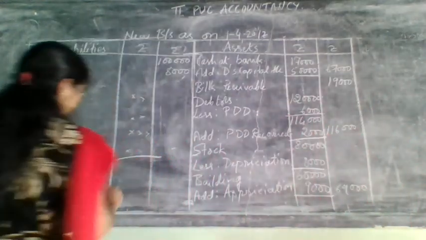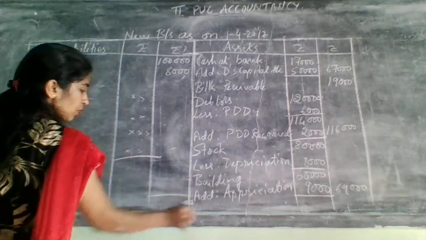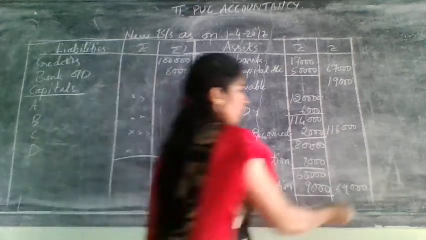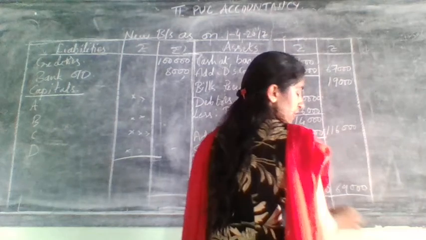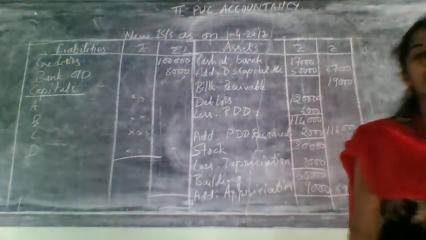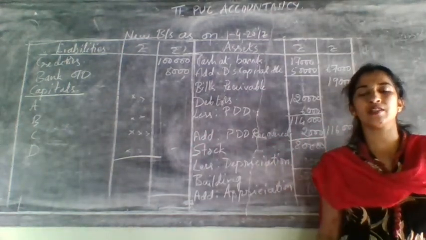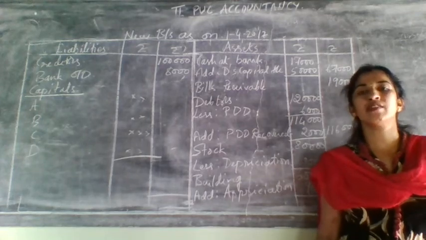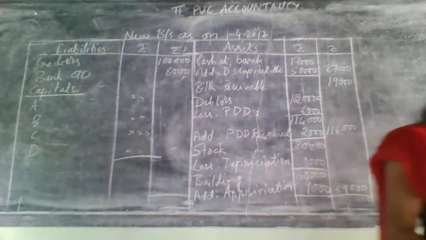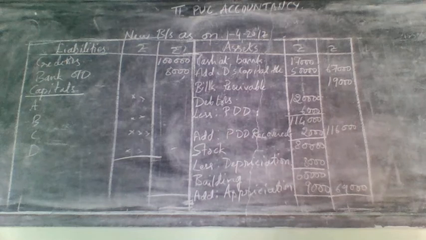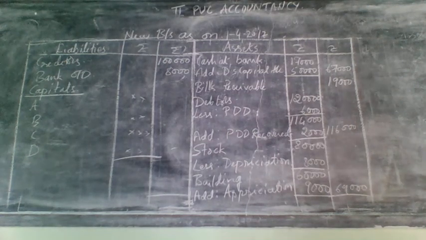So when all the adjustments were over, what you need to do? Take the total of both the sides, assets as well as liabilities. If both the sides get the same answer, then your problem is correct, or else you need to recheck from the beginning once again. Okay, so this is related to case 4.